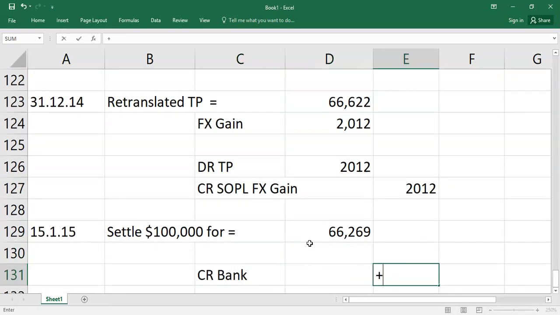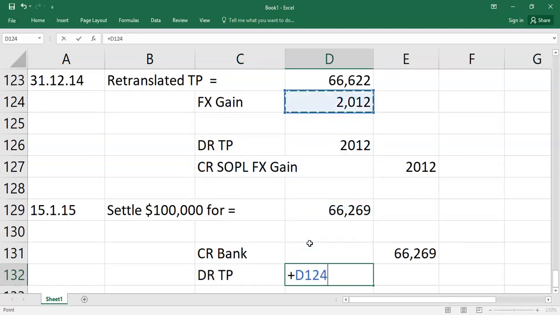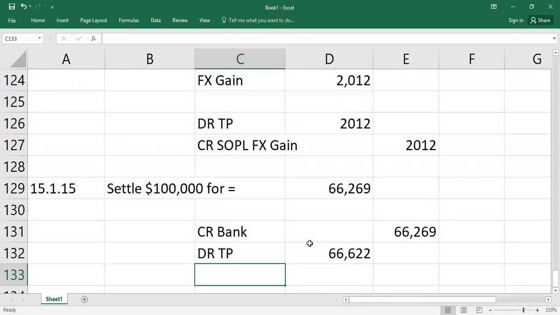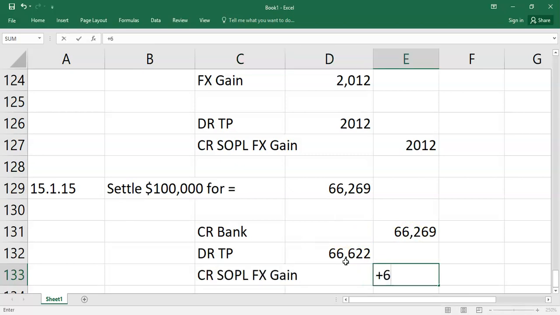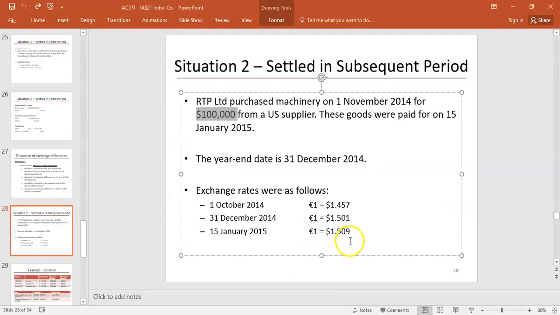I'm paying 66,269. My trade payable that I had was 66,622. So that means I have a balancing figure on the credit side. Credit the SOPL FX gain of the difference, because essentially I settled it for 353 lower than I had it in the books, because the exchange rate moved marginally in my favor.